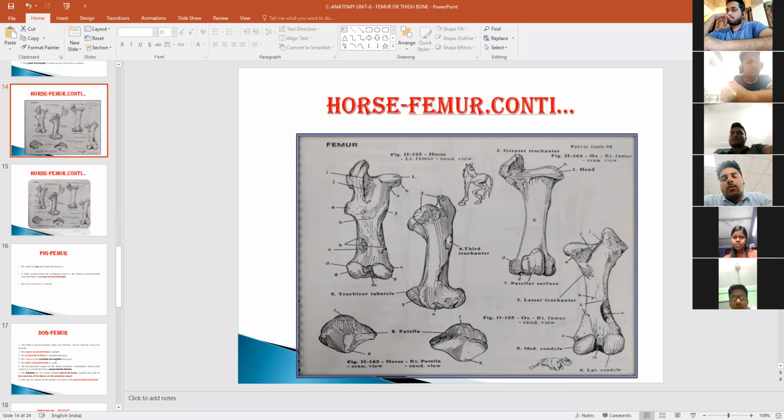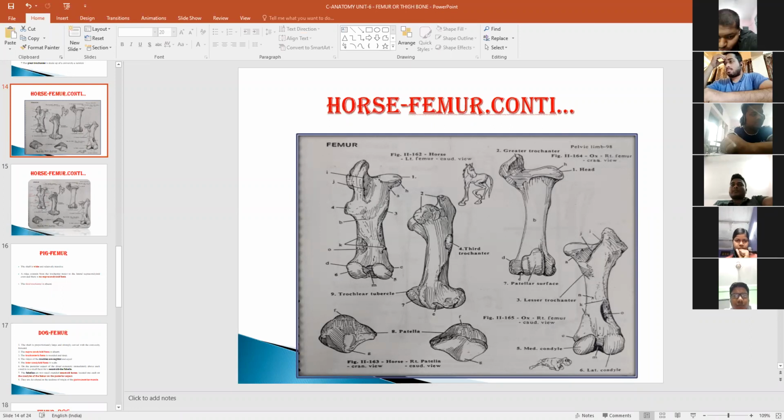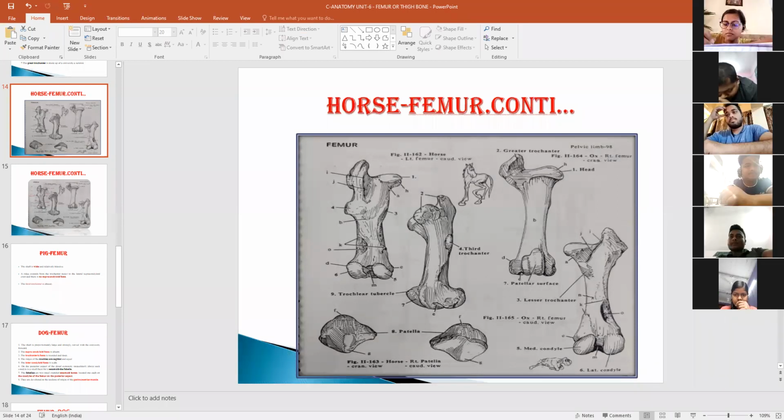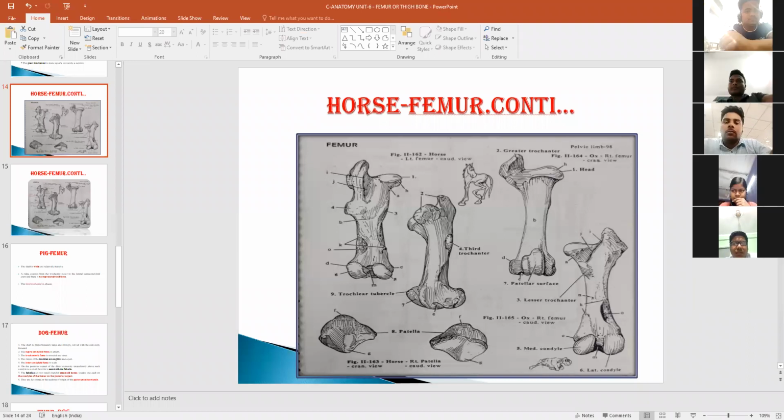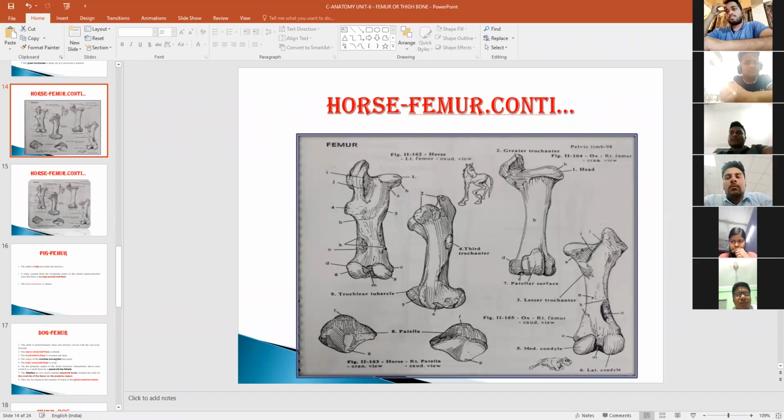Vastus lateralis, vastus. Adductor muscle. Adductor muscles it will be.